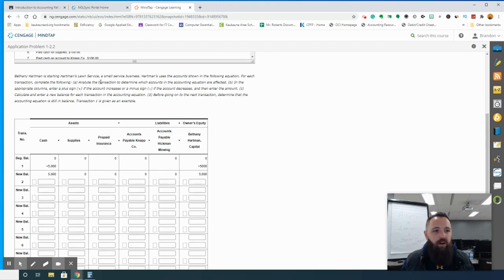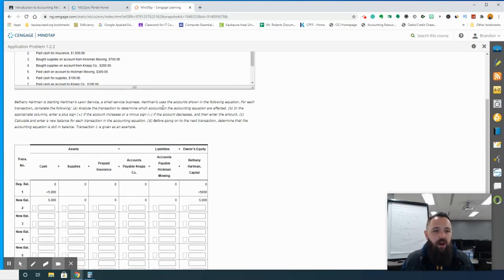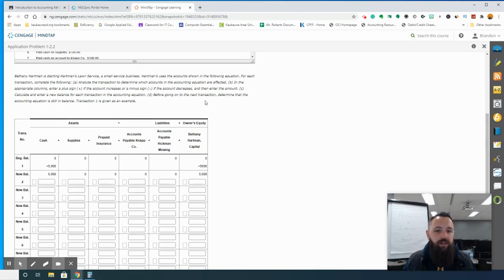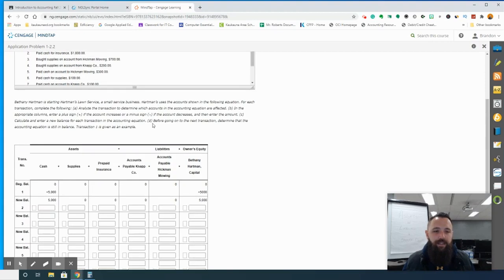So Bethany Hartman is starting Hartman's Lawn Service, a small service business. Hartman uses the accounts shown in the following equation. For each transaction, complete the following. A, analyze a transaction to determine which accounts in the accounting equation are affected, just like we were doing before. And then B, in the appropriate columns, enter a plus sign if the account increases or a minus sign if the account decreases, and then enter the amount. C, calculate and enter a new balance for each transaction in the accounting equation. Before going on to the next transaction, determine that the accounting equation is still in balance. Transaction 1 is the example.